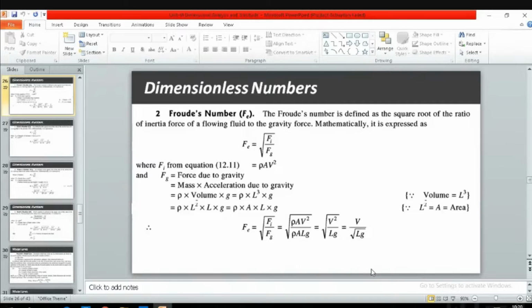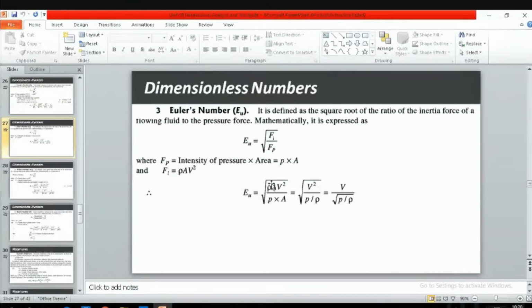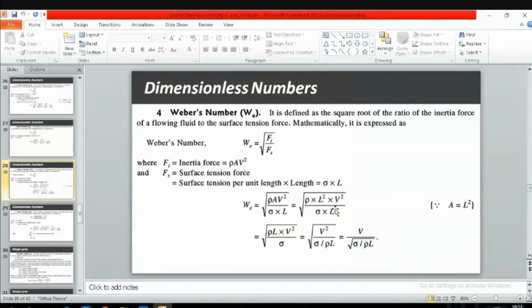Then second is Froude number. Froude number is the square root of the ratio of the inertia force to gravity force. Mathematically it is given by Fr equals V upon root of Lg. The derivation we had seen. And Euler's number is defined as the square root of the ratio of the inertia force to pressure force, so Eu equals V upon under root of P by rho. Then Weber number is defined as the square root of the ratio of inertia force to surface tension force, and mathematically it is given by W equals V upon under root of sigma by rho L.